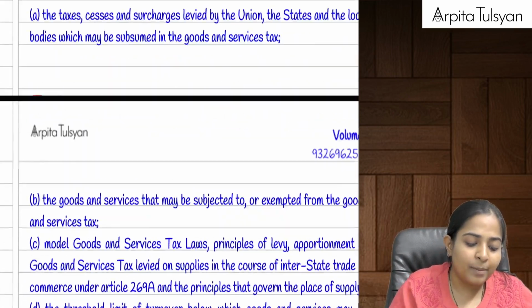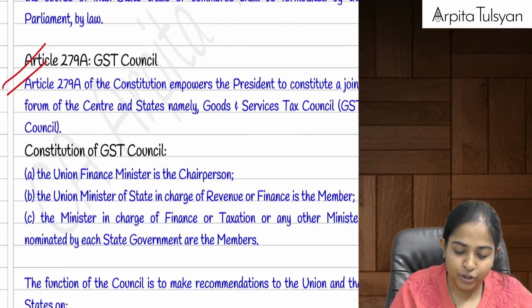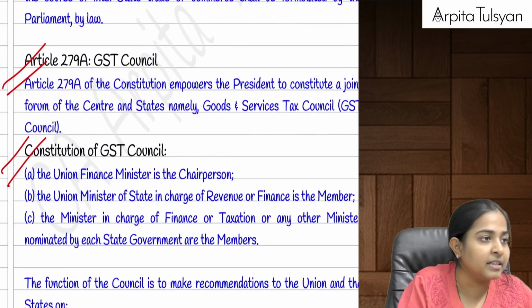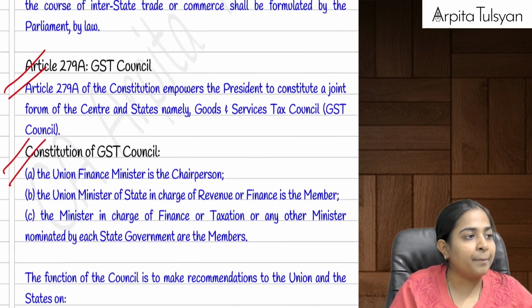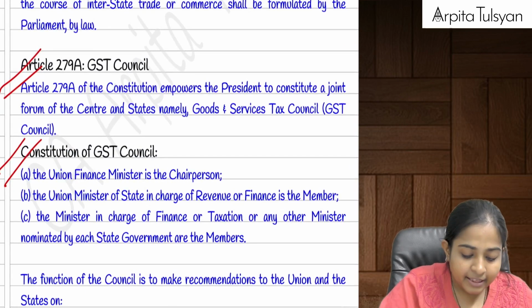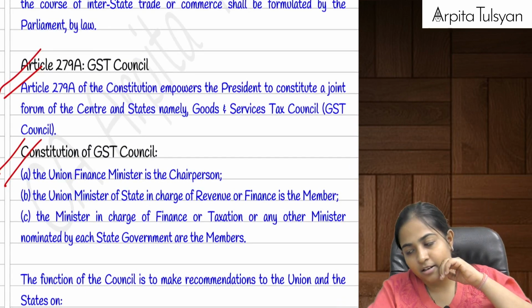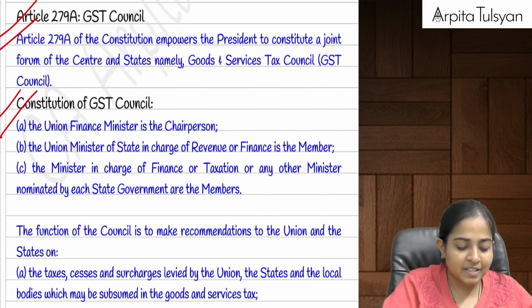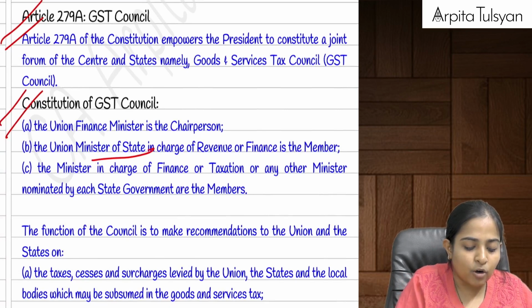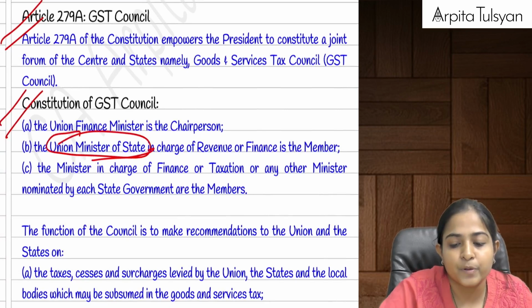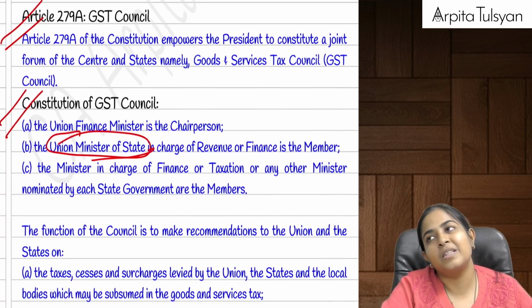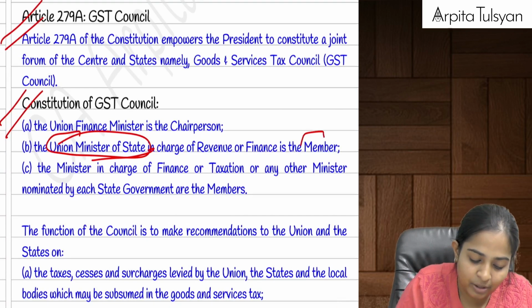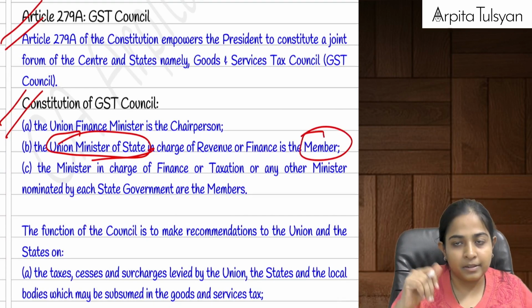Now, who all will be there in the constitution of the GST Council? This you have to remember. This is theory, and you have to remember it compulsorily. Constitution of the GST Council: the chairperson will be our honorable Union Finance Minister. Then it will have some members. The Union Minister of State, who is in charge of revenue or finance, this person is a notified person. That person will be the member from the center.